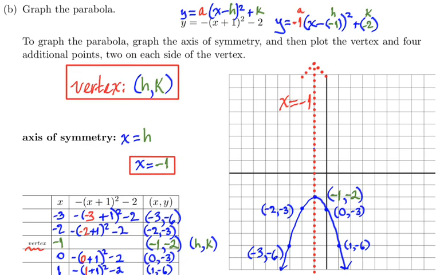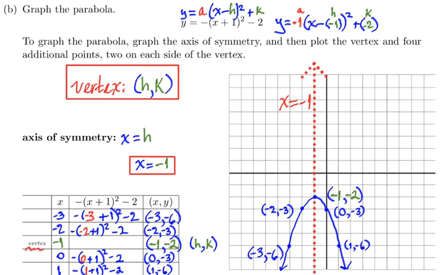And there's our graph. Now, we could have checked in advance that because a was negative, we were going to have a parabola opening downward. So we could have checked that in advance. But notice that we did get a parabola opening downward.